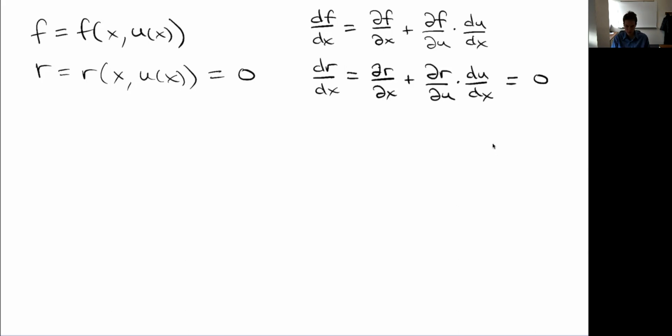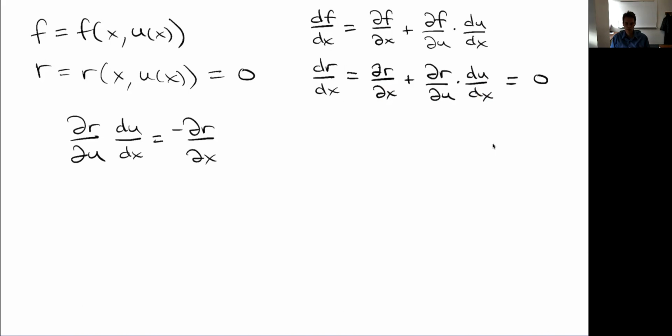So again, I've got some partials which aren't too hard, but I noticed that this total derivative is the same in both. So since I have an equality here, I can solve for this one and plug it in. That's exactly what I'm going to do. Let's take this term and move it over. So I would get the partial of r with respect to u times du/dx equals minus the partial of r with respect to x. And I want to solve for du/dx.